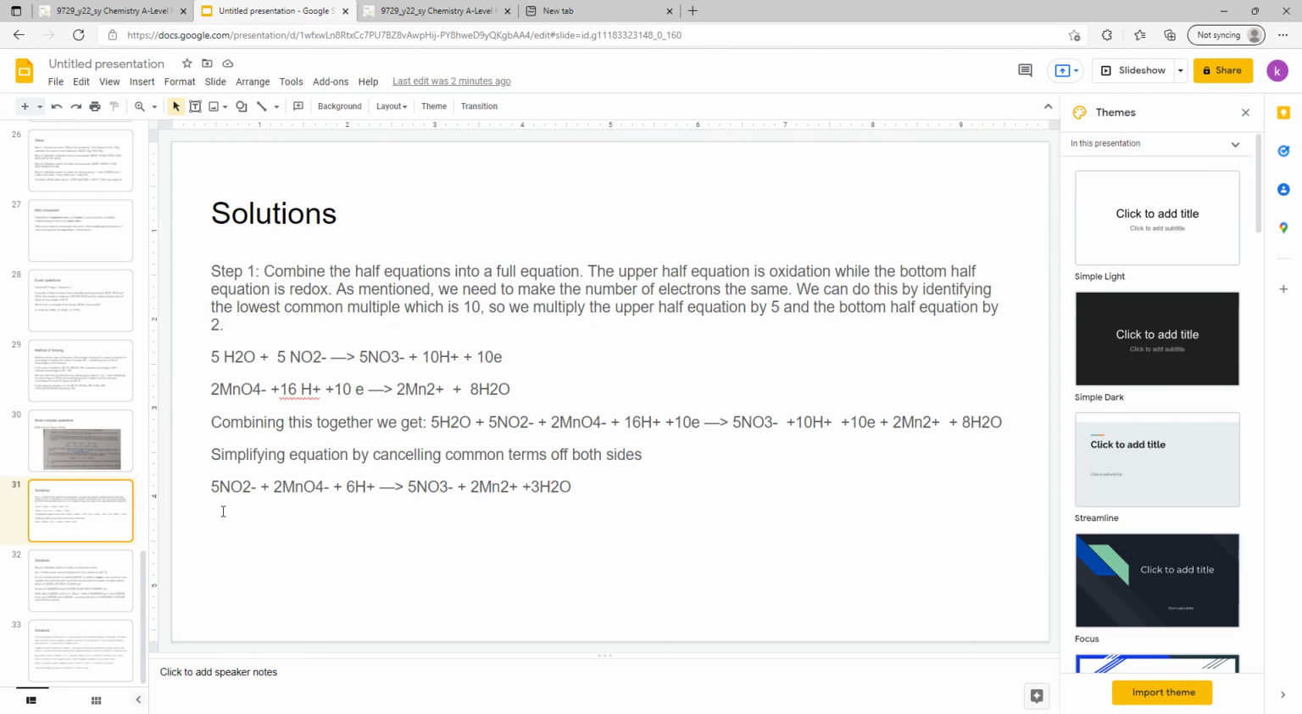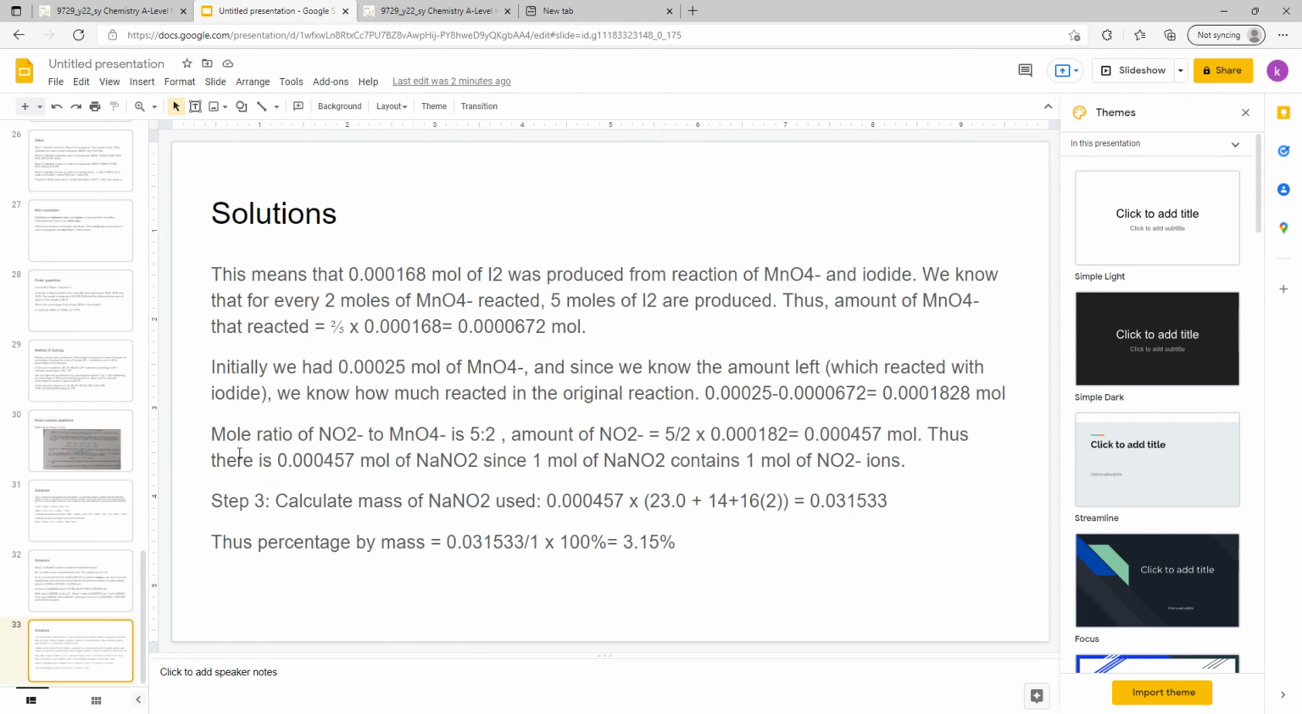Then we observe that for every 5 moles of NO2- that has reacted, 2 moles of MnO4- reacts with it. Thus, we calculate that the amount of NO2- that reacted is 5/2 times the amount of MnO4- that reacted, which gives us 0.000457 moles. Since 1 mole of NaNO2 contains 1 mole of NO2- ions, that means the amount of NaNO2 is the same at 0.000457.